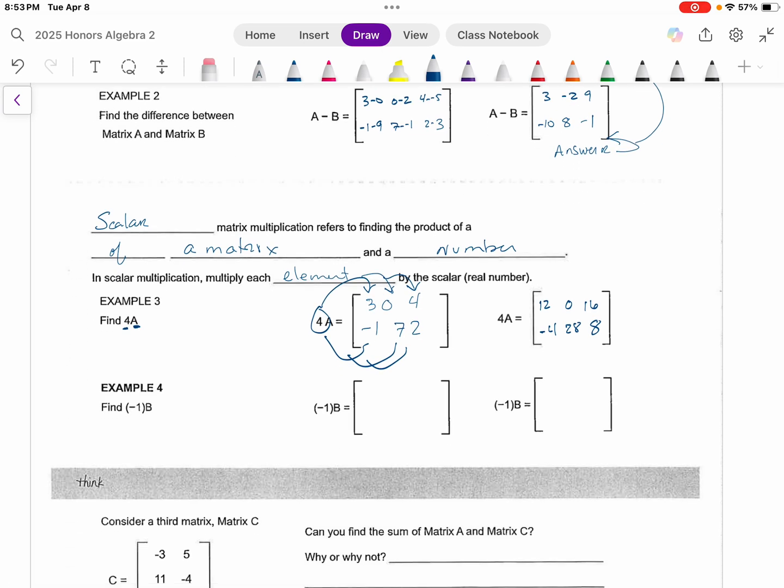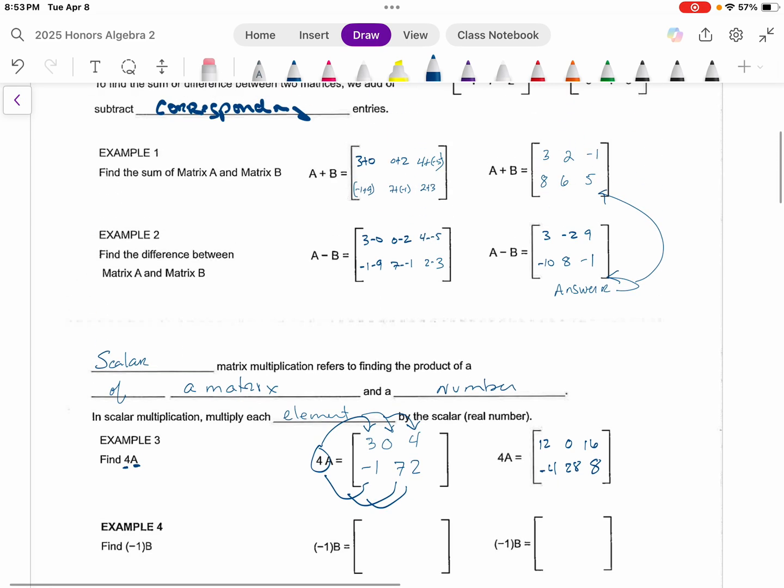Again, if you want to pause, you can go ahead and pause and give yourself a chance to do this one ahead of me.